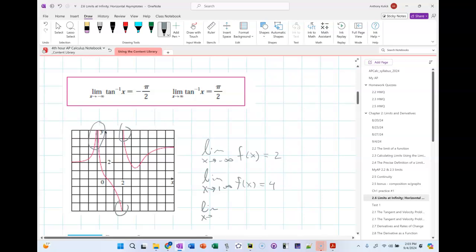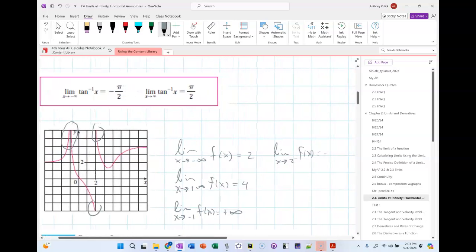We can say the limit as x approaches negative 1 of f of x goes to positive infinity. And we can say the limit as x approaches 2 from the left of f of x goes to negative infinity. And the limit as x approaches 2 from the right of f of x goes to positive infinity. Does everybody feel okay about that?